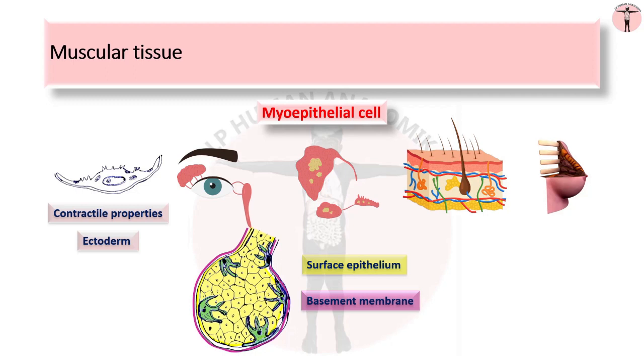With this, we complete the location, gross features, arrangement of fibers, and nerve supply of the first type of muscle, that is the unstriped muscle. In the next session, we will discuss the gross features and nerve supply of cardiac muscle.